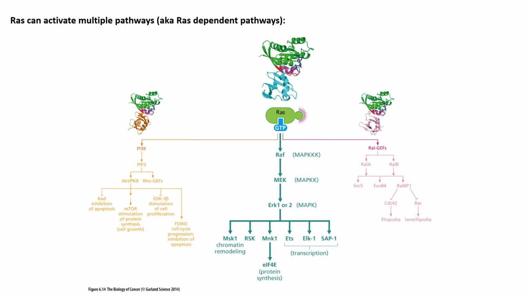In this picture, we can see three pathways that are activated by RAS, or RAS-dependent pathways. We have the MAP kinase pathway and the PI3 kinase pathway, two pathways that we'll be discussing in more detail in this class.